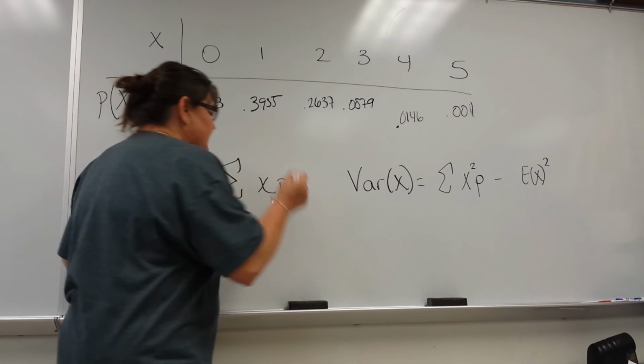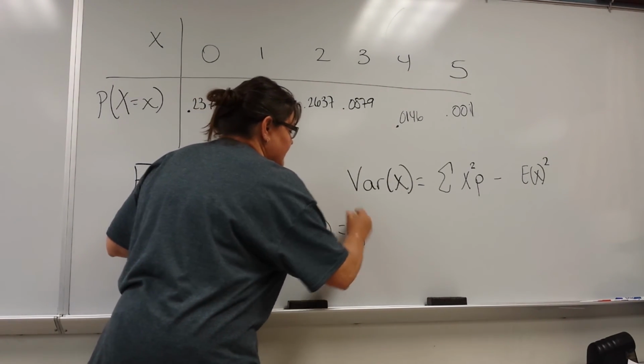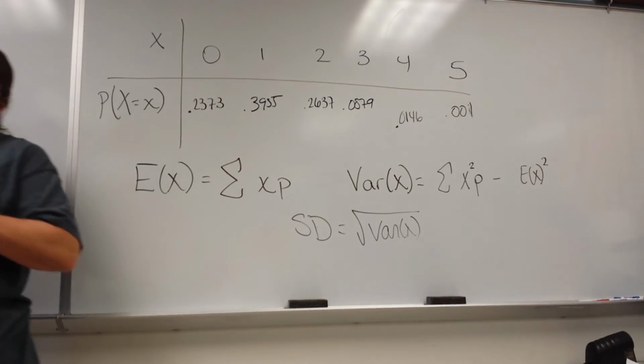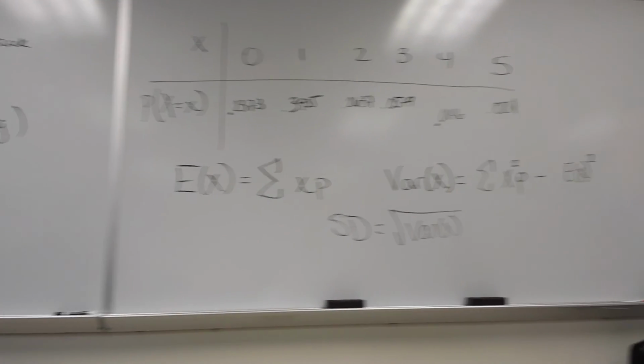Then the standard deviation, which has a D, not a P, is the square root of the variance. And that's it. That's what my lesson will be all Monday. That's so easy. Isn't that cool? All right.